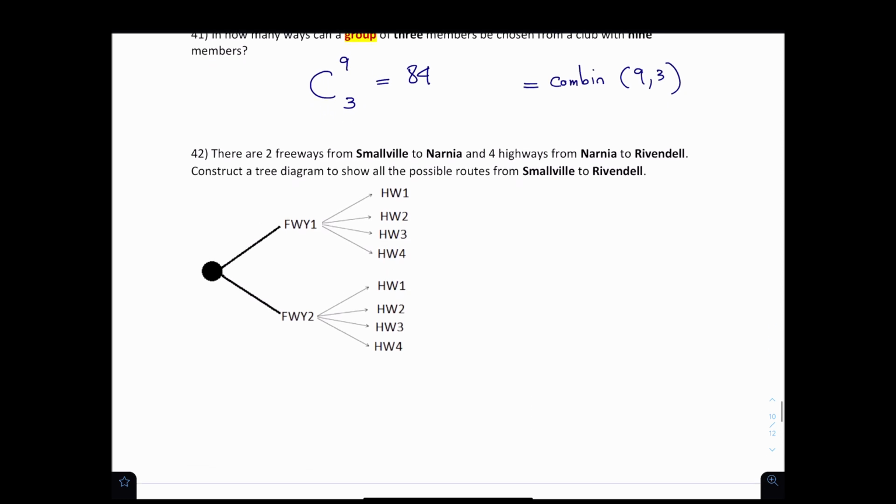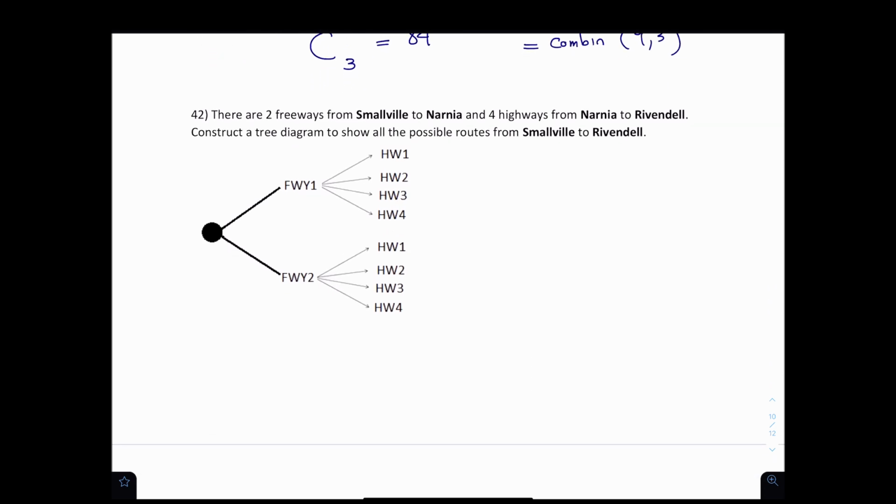Okay, moving on to a review of a tree diagram: 2 freeways from Smallville to Narnia. If that's Smallville and this is Narnia, there are 2 freeways that get there, Freeway 1 and Freeway 2. Those are your 2 branch options. Then from Narnia to Rivendell, they have 4 highways, and that's Rivendell there. So you have 4 ways to get from Narnia to Rivendell from either freeway. That's how we set up the tree diagram.